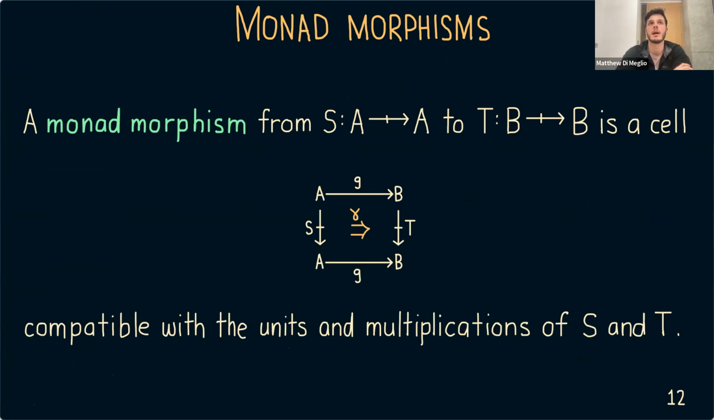So a monad morphism from a monad S on A to a monad T on B is going to be a cell of this shape. So on the left, we have S, on the right, we have T. So we have an arrow G from A to B, and then we have a cell gamma that fills in this square, and it should be compatible with the units and multiplications of S and T in the appropriate sense.